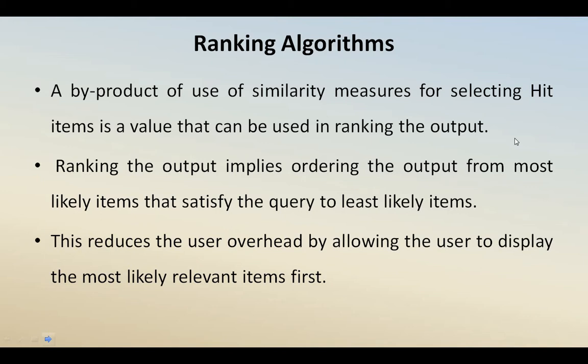The use of similarity measures for selecting hit items is the value that can be used in ranking the output. So whatever similarity measures we make, along with the ranking also we can use for selecting the output. And ranking is one of the most important outputs. It is ordering of the output of all items according to the query, where the most relevant items are ranked high, and least relevant items are ranked later.